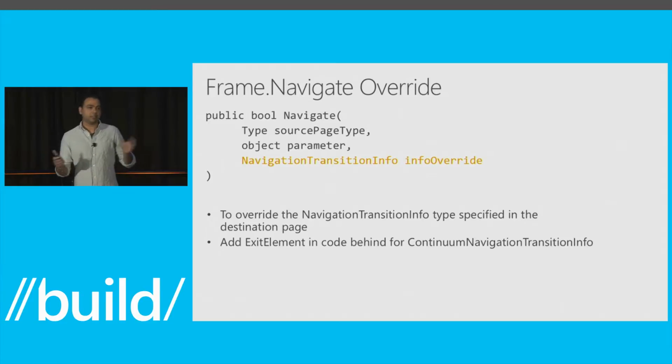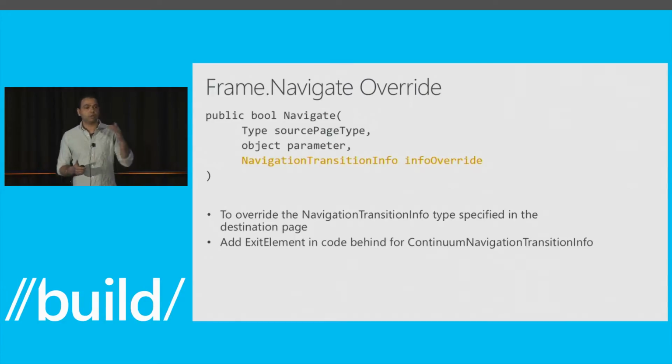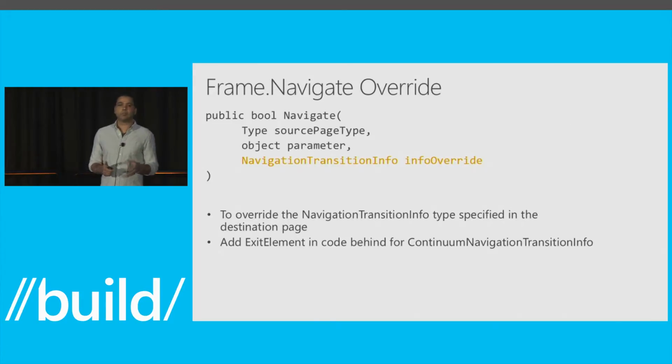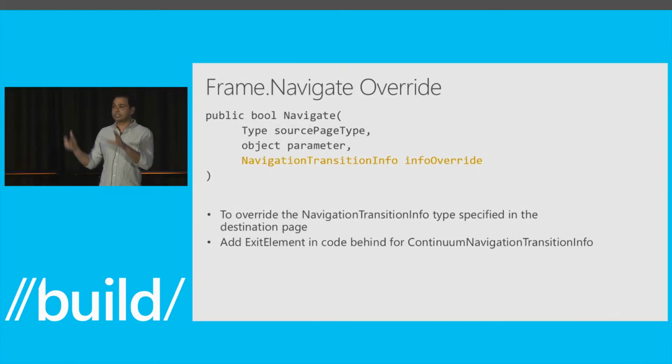What you would do is, let's assume that from page A to page B, the slide navigation transition happens. But let's say there's another page, Q. When you navigate from that page to page B, let's say it wants to do the common navigation transition. All you need to do is create an object of the common navigation transition and pass it in when you're calling frame.navigate to get to page B. If you do that, even though there is a slide navigation transition specified on page B, it will instead do the common navigation transition, because that was what was passed in from the first page.